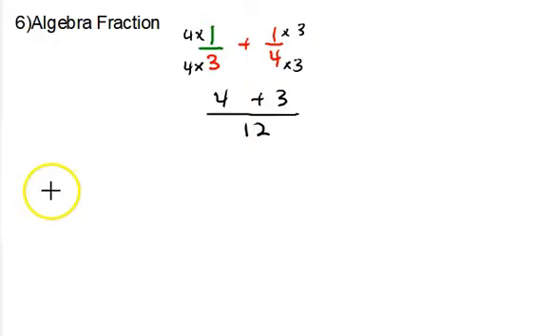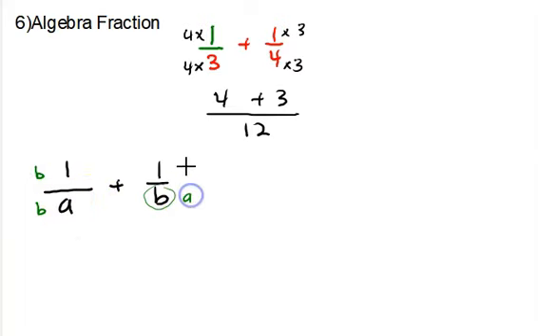Okay, now here we have 1 over A, and here will be 1 over B. So the same thing, we are going to take the B here, multiply at this side, and we are going to take A at this side, we are going to multiply it over here. So we are going to get AB, and here will be B plus A. Okay, so that's how to solve this.